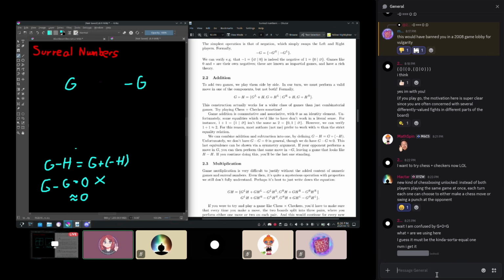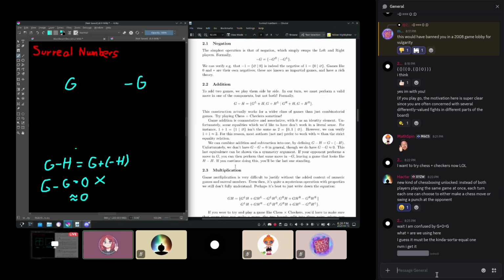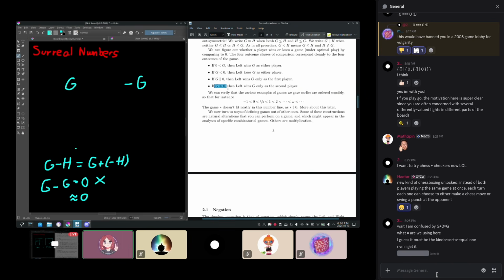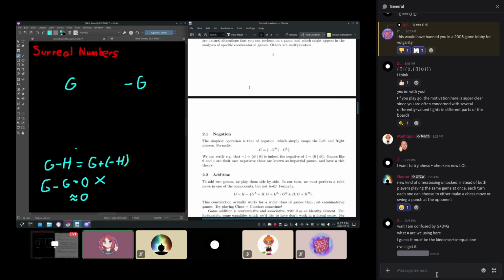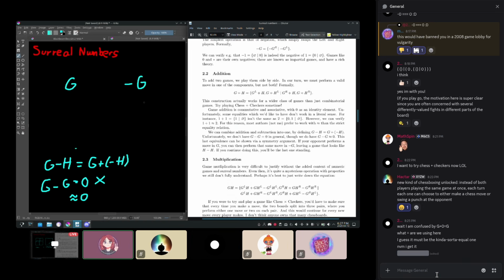And well, what does order equivalent to 0 mean? We can just look at the chart. G order equivalent to 0 means that left wins G only as the second player. I mean, this is the same thing as saying that the second player is always going to be the one that wins. So let's prove that. How do we prove that the second player always wins this game? In fact, does anyone want to try to play this with me? If I am player 2, I think so.